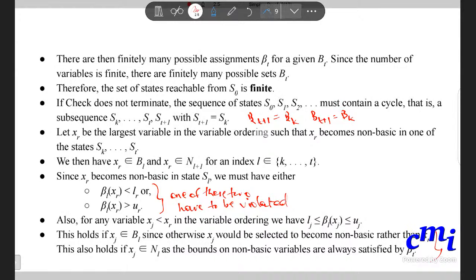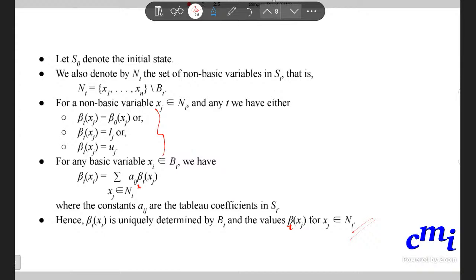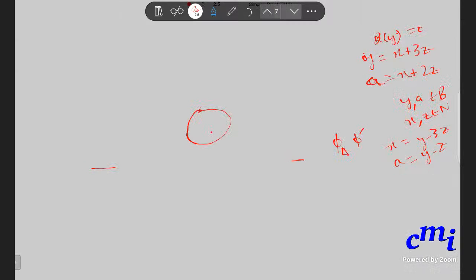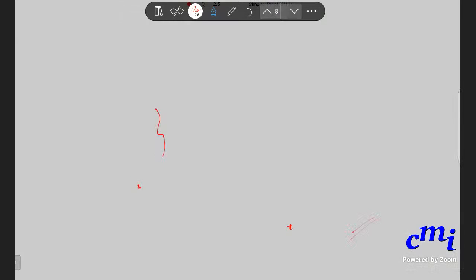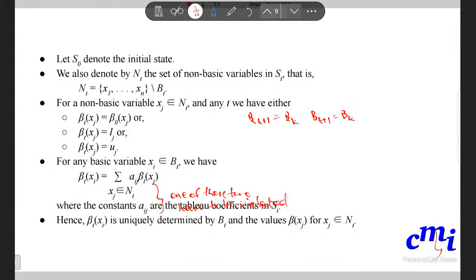No, they will. That is from this invariant. Where did I have the invariant? Okay, this is it. Yeah, the third bullet there.